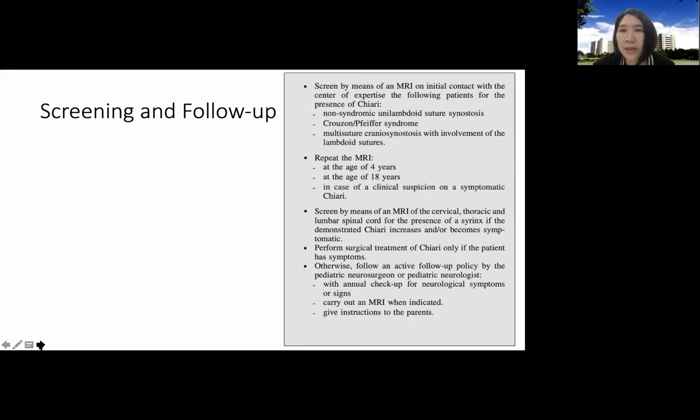below 18 years old, there's almost no symptoms. And also you should consider imaging the cervical, thoracic, or lumbar spinal cord for the presence of a syrinx if the Chiari increases or becomes symptomatic. Perform surgical treatment of Chiari only if the patient has symptoms. And of course, refer this patient to the neurologist and the neurosurgeons to follow up these patients.